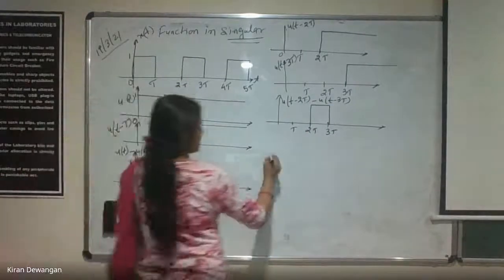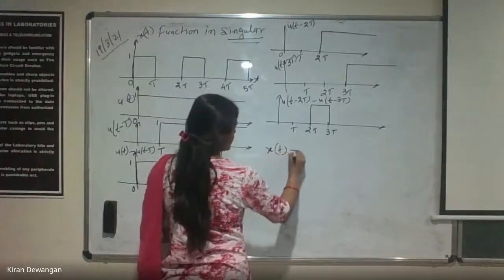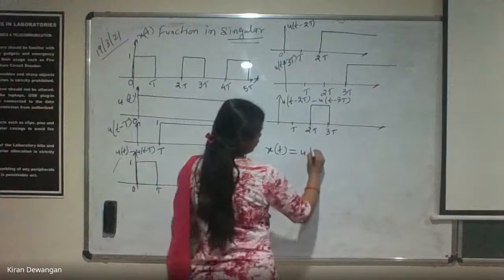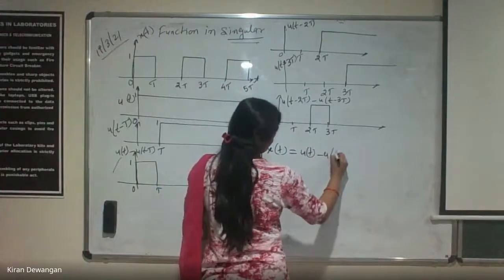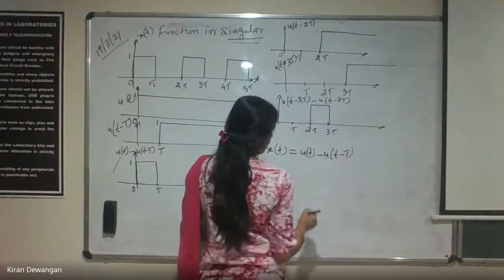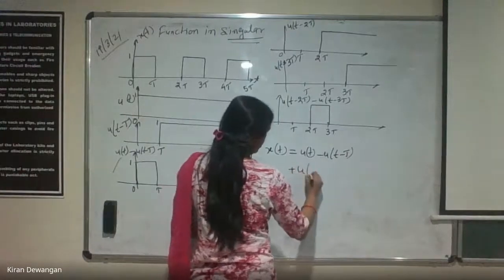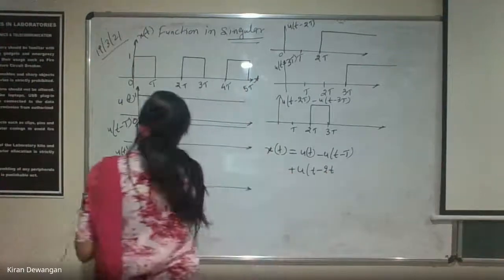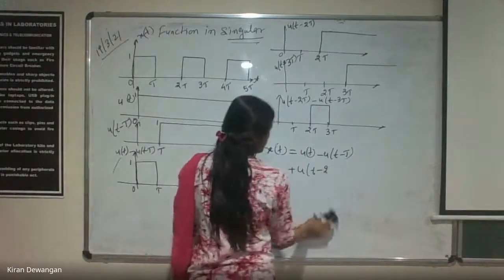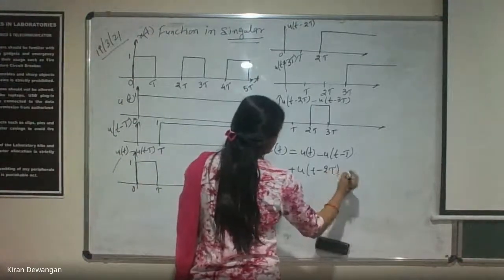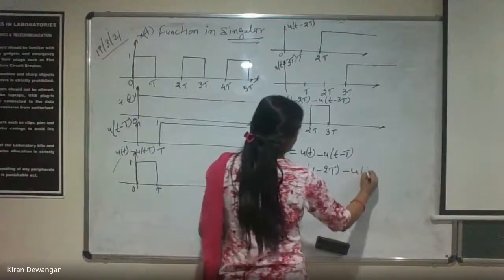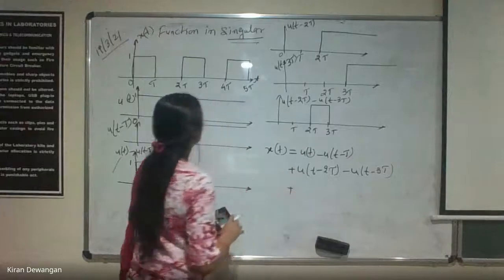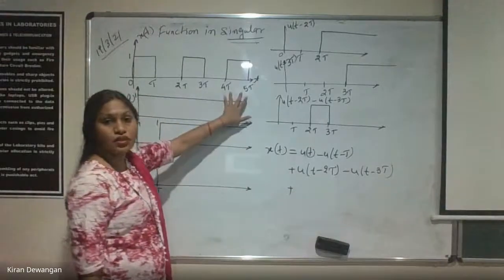So basically we can write our x of t as, this is the first function, that is u of t minus u of t minus tau, plus u of t minus 2 tau, minus u of t minus 3 tau, plus what would be the expression for this one?